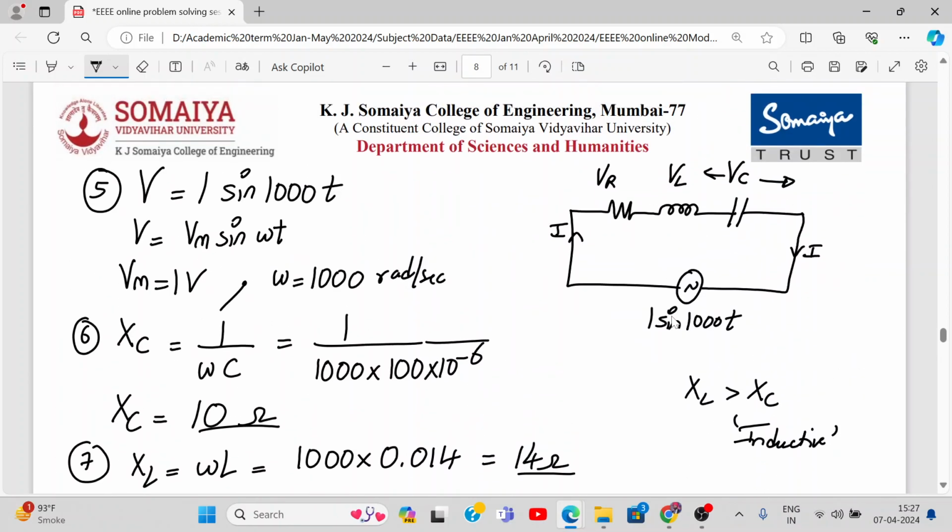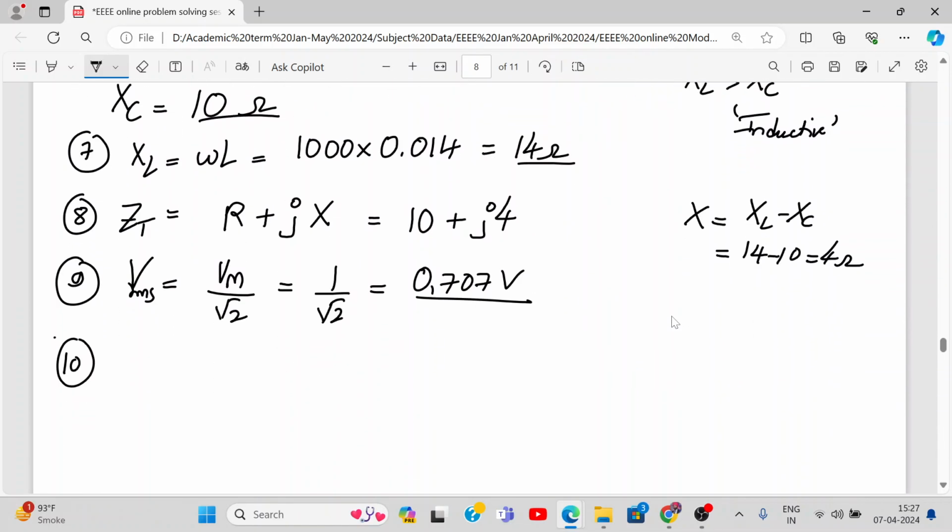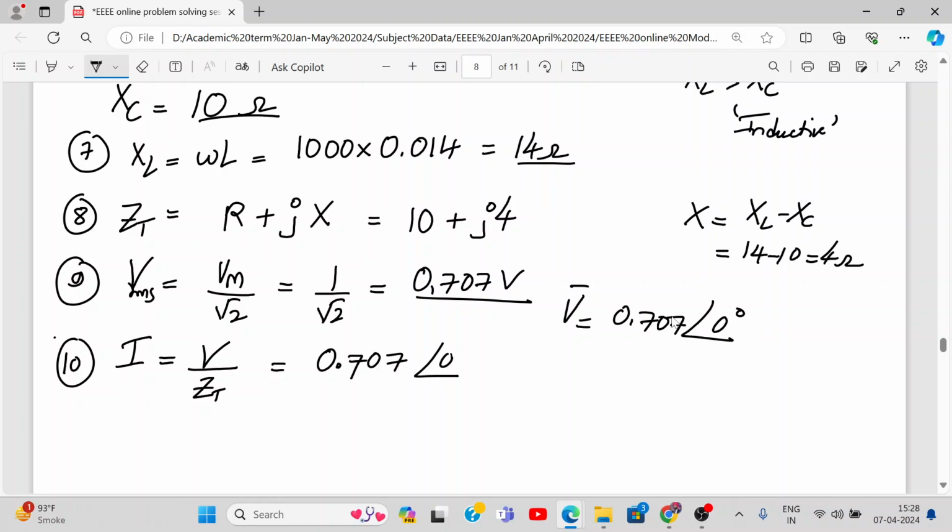So what is total V given by? Total V is I into Z, but which I should it be? RMS value. So now we'll say total I will be given by V by Z total. So V is how much? How much is V? How will you write V in polar form? V RMS value, 0.707 angle 0 degree.